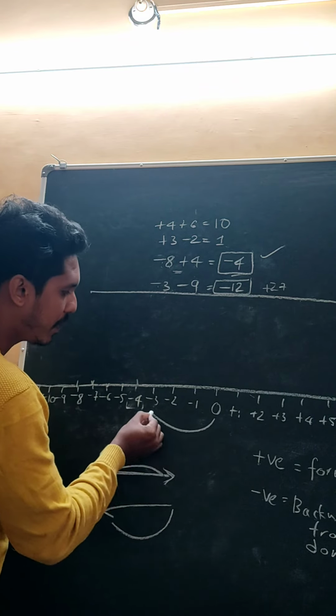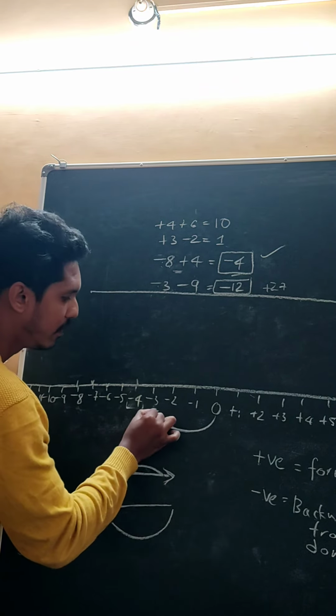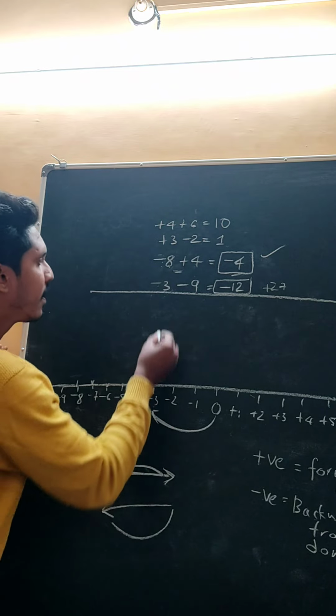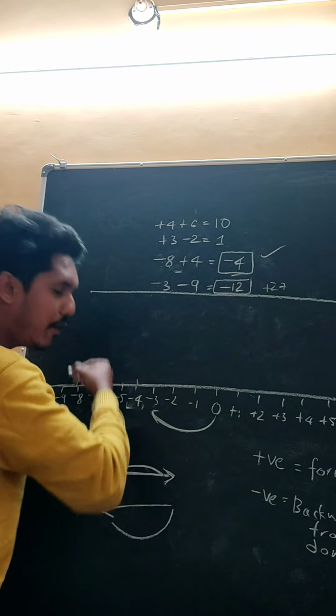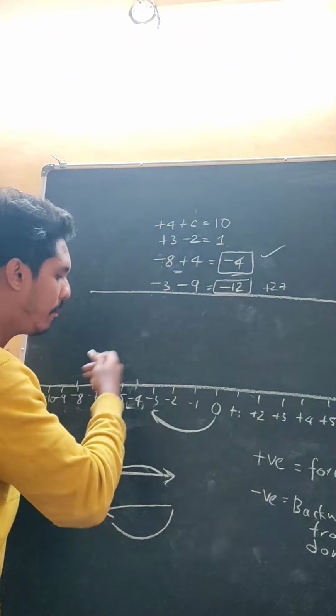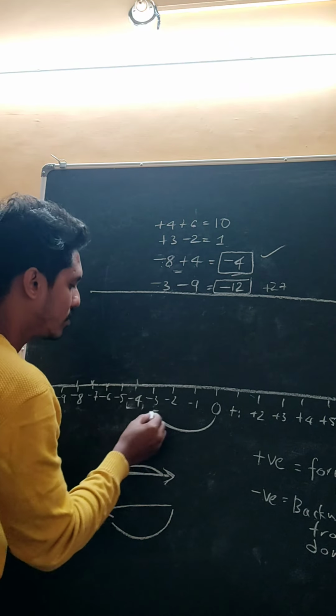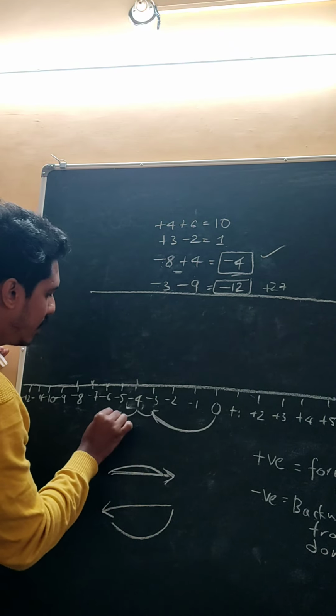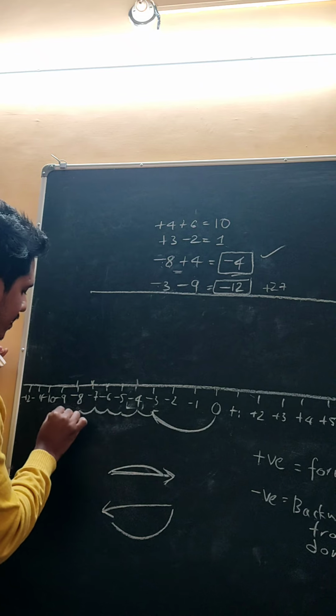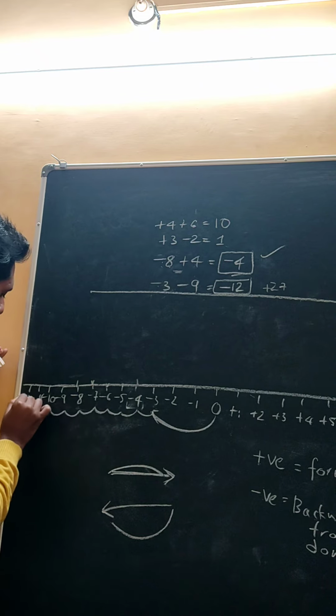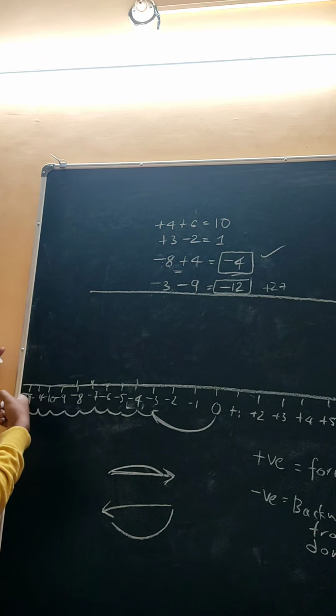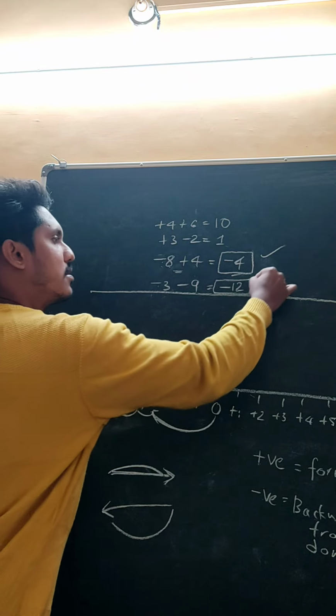0 to minus 3. This is going backward, right? From the down. Again it is minus 9. Again we have to move backward. How many houses? 9 houses. See? 1, 2, 3, 4, 5, 6, 7, 8, 9. So what is the answer? Minus 12. We got the answer as minus 12.